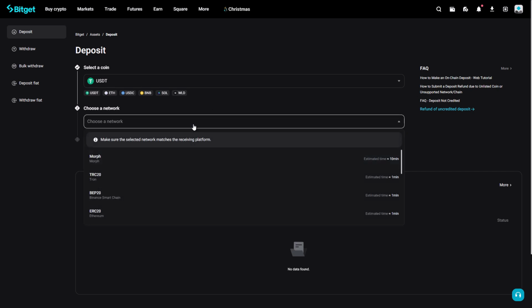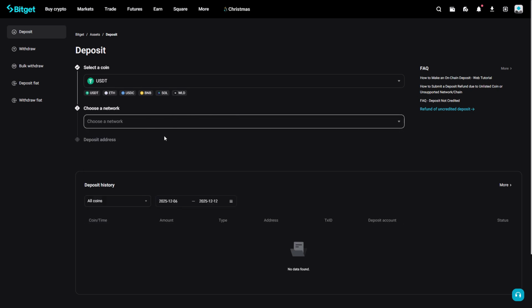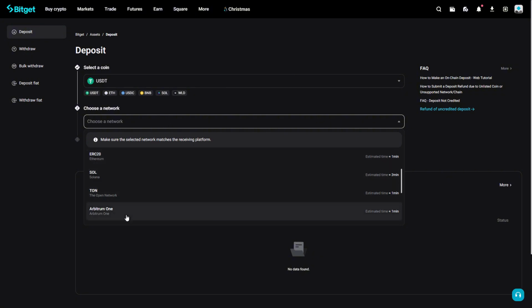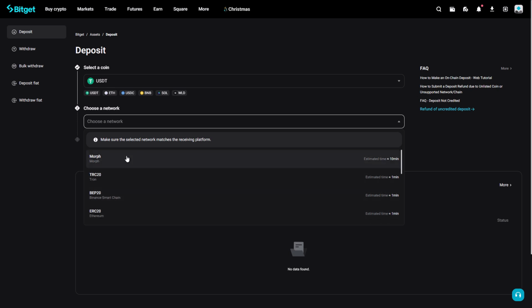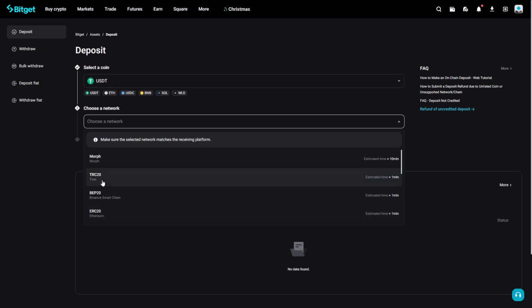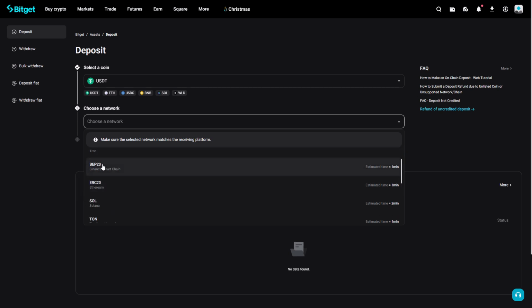Now, here is something super important. You need to choose the correct blockchain network. USDT exists on multiple blockchains, and if you send it on the wrong network, your funds could be lost forever. The most common networks are ERC20, Ethereum, secure but can have high fees; TRC20, Tron, fast and cheap, my personal favorite; BEP20, Binance Smart Chain, also fast and cheap.